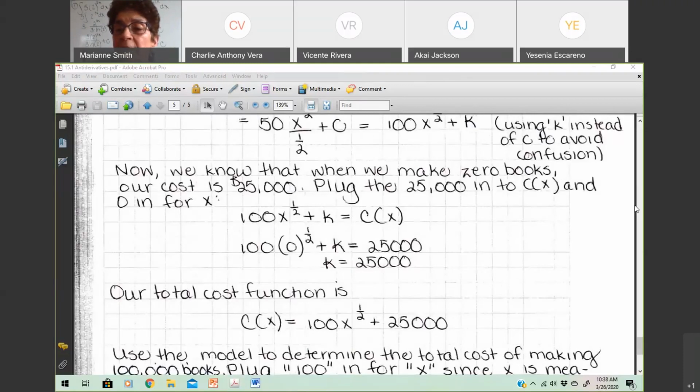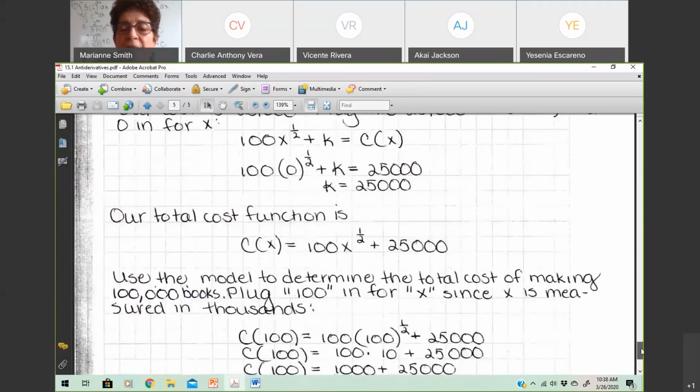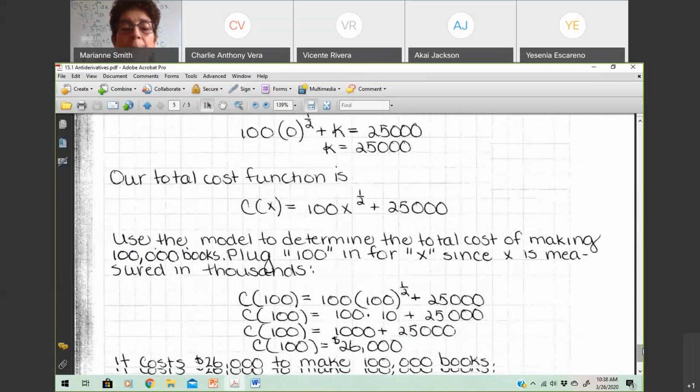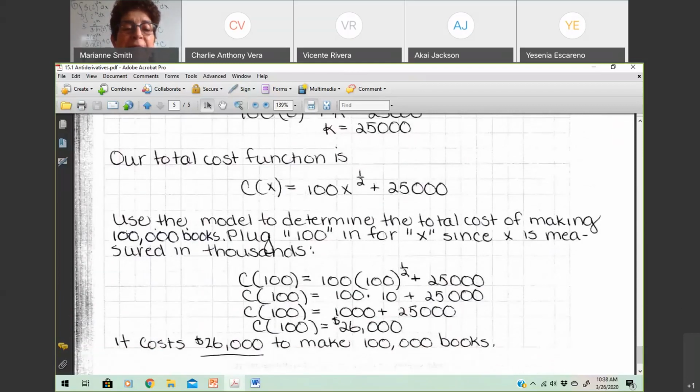Okay, now that we built a model, we can use it to determine the cost of making 100,000 books. Now remember, you're measuring X in thousands, so you're not going to plug in 100,000, you're just going to plug in 100. X is scaled by 1,000. Okay? So I'm going to evaluate this function when X is 100, plug in 100 here. This 100 is the coefficient. This 100 is the value of X.